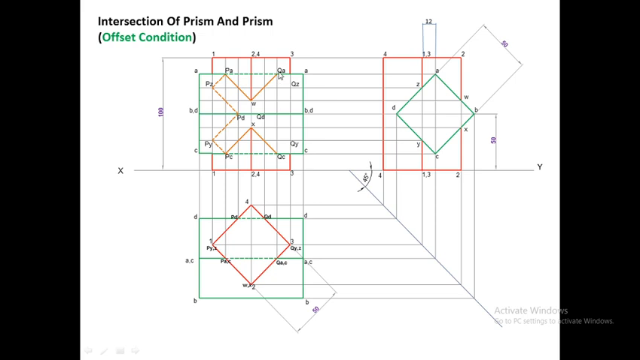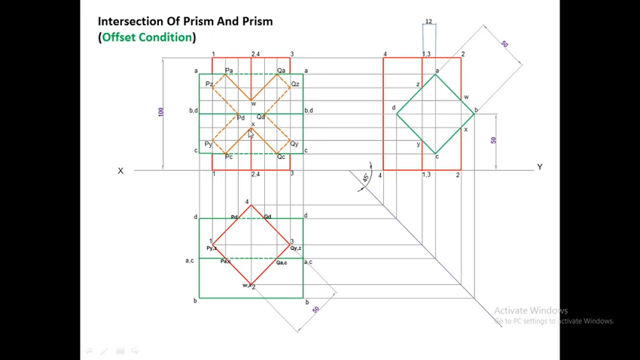Now again we will join the points in the same sequence, that is A to Z, Z to D. So A to Z hidden, Z to D again hidden, D to Y again hidden, and Y to C again hidden. So finally we have completed the lines of intersection.